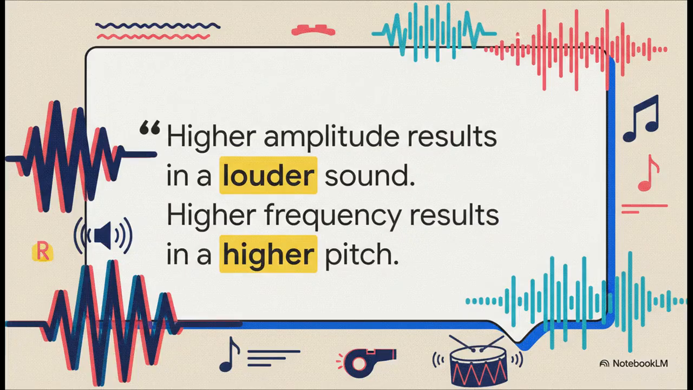And here is the key link you have to remember for your exams, okay? It's a direct relationship. The higher the amplitude, the louder the sound. The higher the frequency, the higher the pitch. So a loud, deep drum has a high amplitude but a low frequency. A soft, high-pitched whistle has a low amplitude but a high frequency.